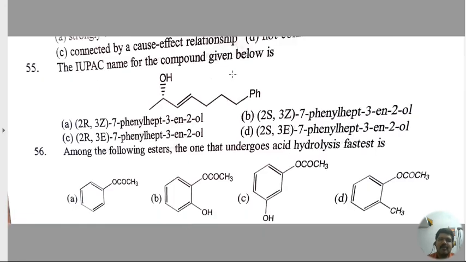Now again, the IUPAC name of the compound. Here it is given as, which configuration? This is E configuration. So it will be E. So option C or D is your right answer.